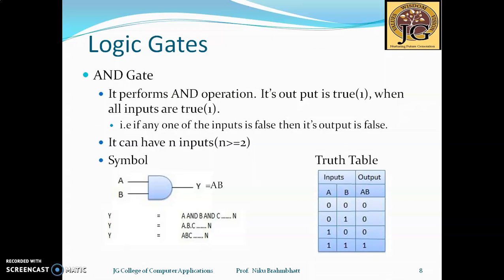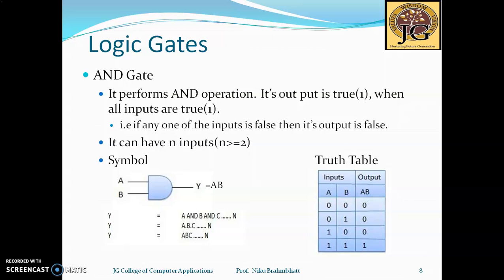The AND gate performs the AND operation, meaning its output is 1 when all input values are 1. It means if any one of the input values is false, then its output is false. This logic AND gate can have n inputs, meaning a minimum of 2 inputs and any number of inputs can be there. So n must be greater than or equal to 2.